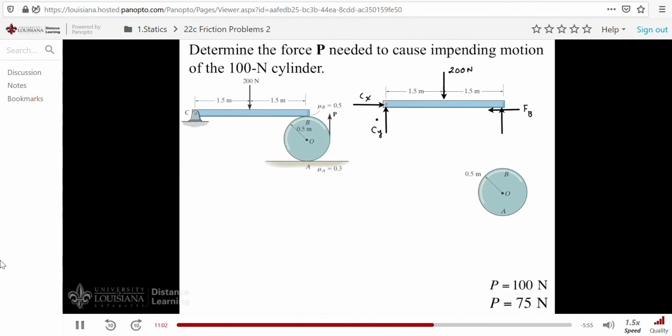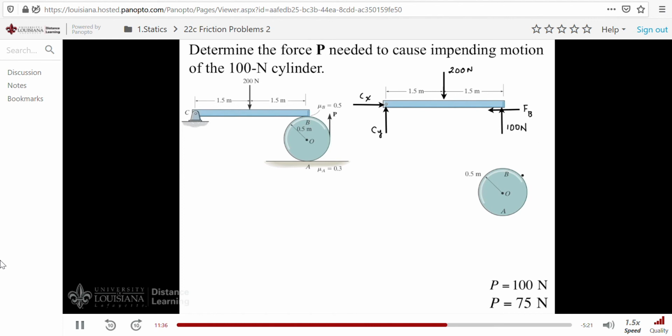Now, we don't want to involve Cx and Cy in our solution, and so rather than find them through the equations of equilibrium, I'll simply use the moment equation around this point in order to determine the normal force over here. I think you'll agree, because this load is in the middle, the answer here would be 100. But basically, it's 200 times 1.5 equaling this normal force times 3. And so we get a result of 100 newtons.